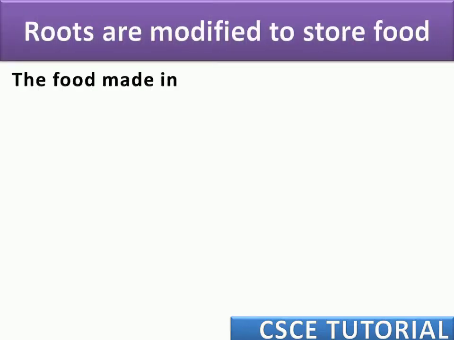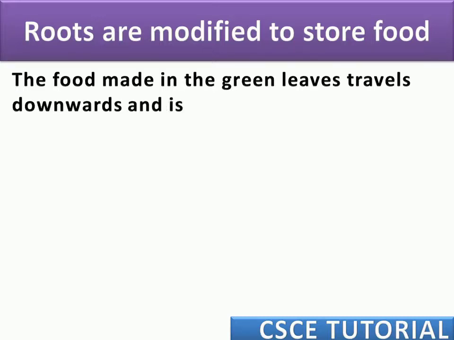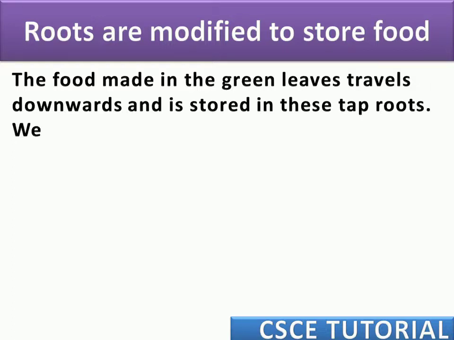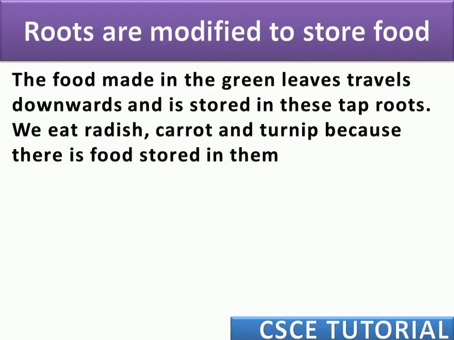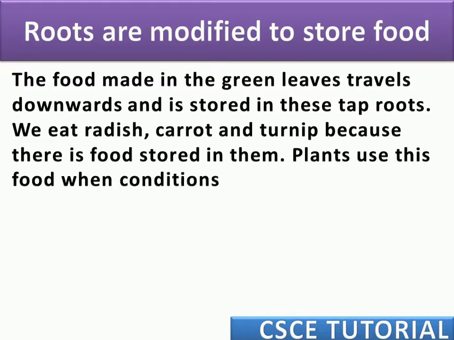The roots are modified to store food. The food made in the green leaves travels downward and is stored in tap roots. We eat radish, carrot, and turnip because there is food stored in them. Plants use this food when conditions are not favorable.